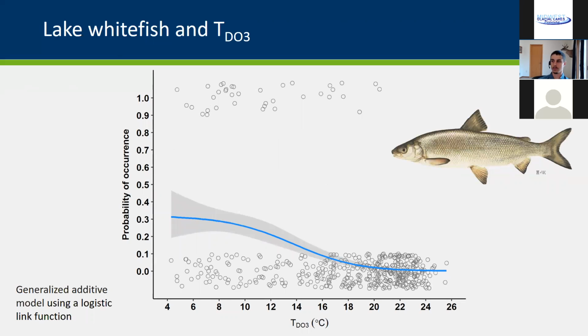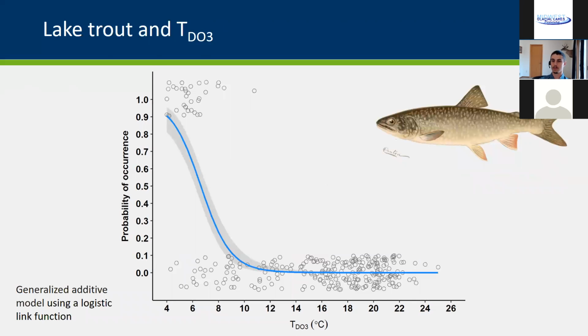As we'd expect, the lake whitefish also have a negative relationship, and they appear to be more sensitive. There's many fewer lakes, but again, there's a negative relationship between the probability of a lake supporting lake whitefish and this TDO3 measure. And then finally, the lake trout, which are the most stenothermic species, they drop off almost immediately. We don't see many lakes with a TDO3 above 8 supporting lake trout.